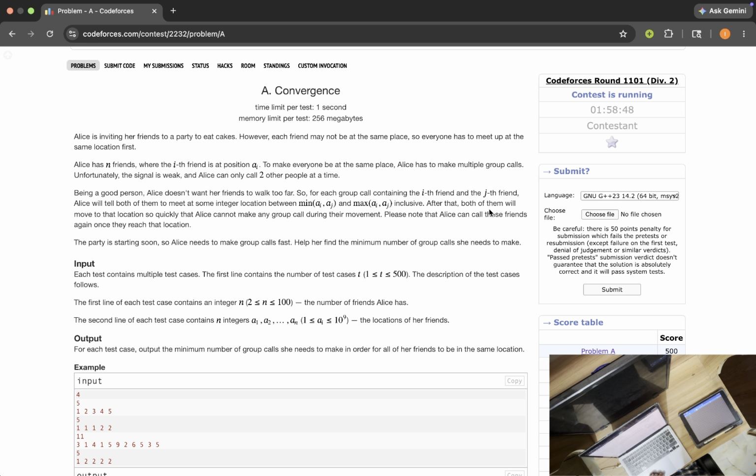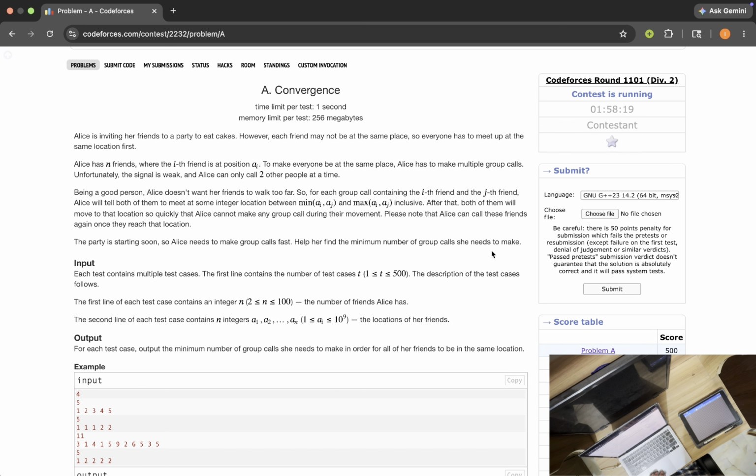After that, both of them will move to that location so quickly that Alice cannot make any group call during their movement. Please note that Alice can call their friend again once they reach the location. The party is starting soon, so Alice needs to make the group call fast. Help her to find the minimum number of group calls she needs to make.